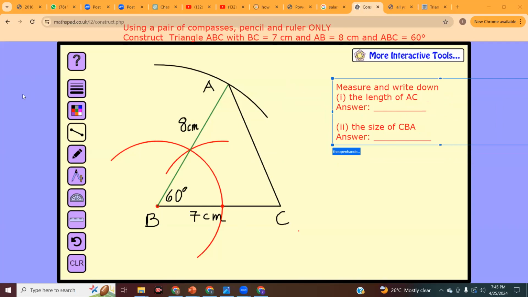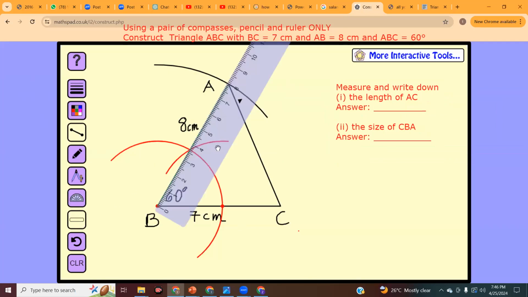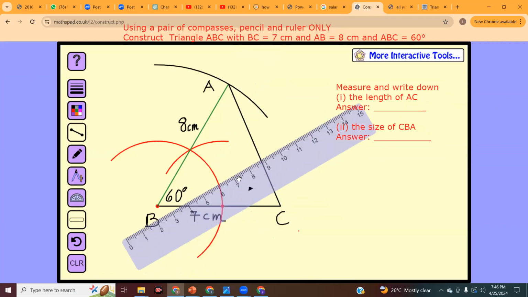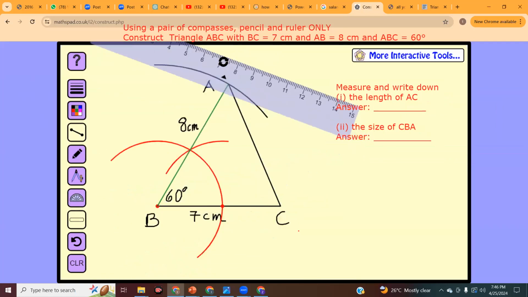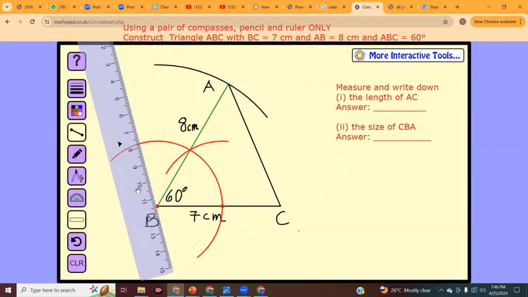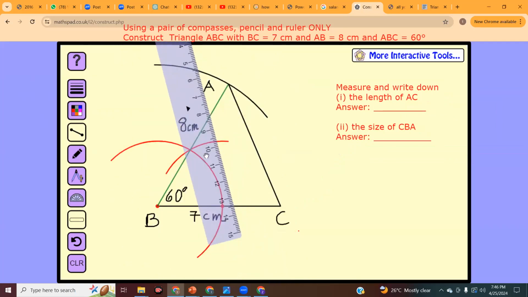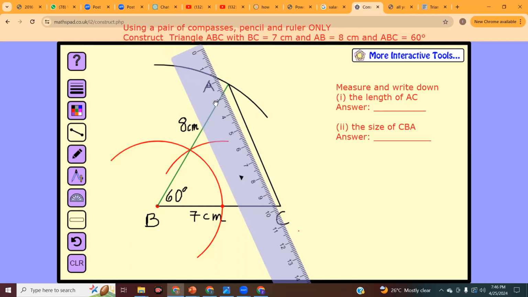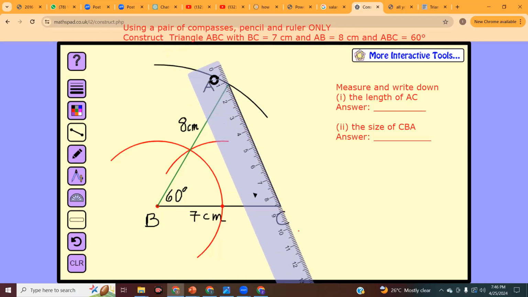Let's check it. What y'all get when y'all measure the length AC? Let me know when you measure it out. Again, for those of you who measured it out, let me know. I get 7.5 centimeters. You got 7.5. Okay. Anyone else? 7.4, 7.5. I get 7.5. Okay.